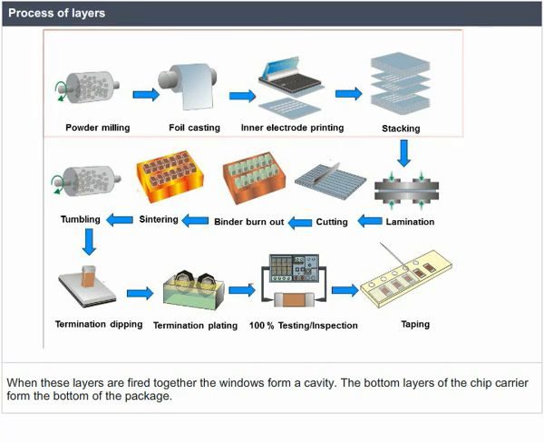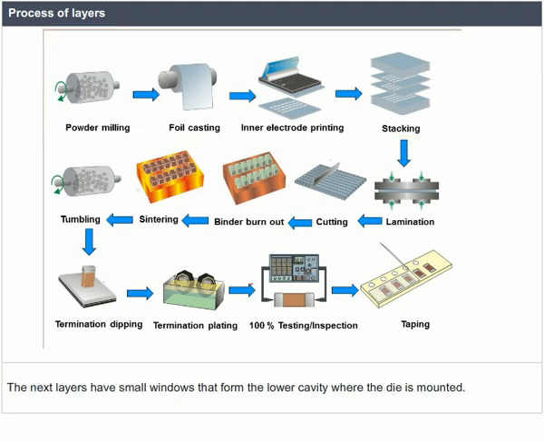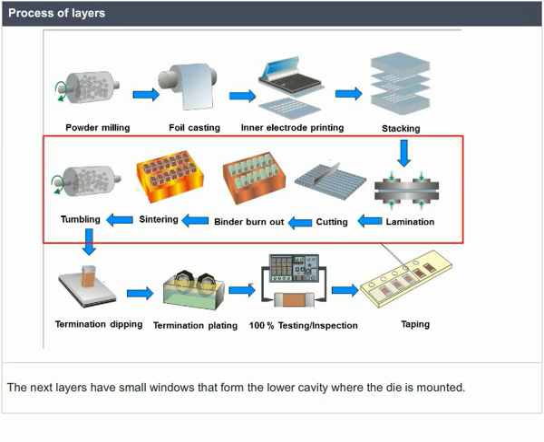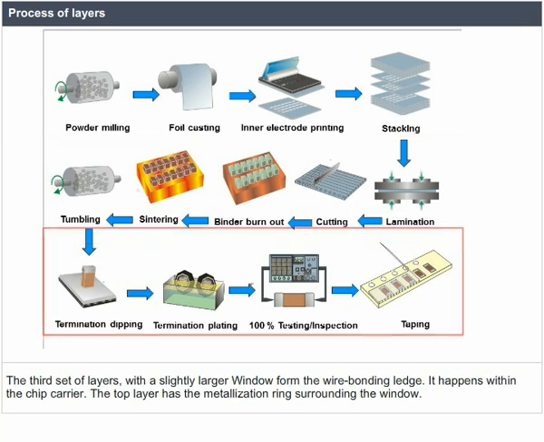The bottom layers of the chip carrier form the bottom of the package. The next layers have small windows that form the lower cavity where the die is mounted. The third set of layers, with a slightly larger window, form the wire bonding ledge. The top layer has the metallization rings surrounding the window.